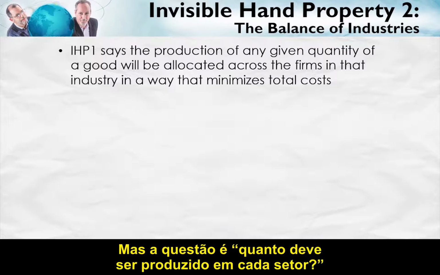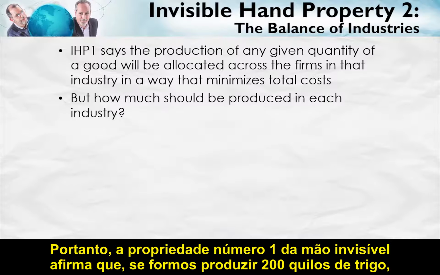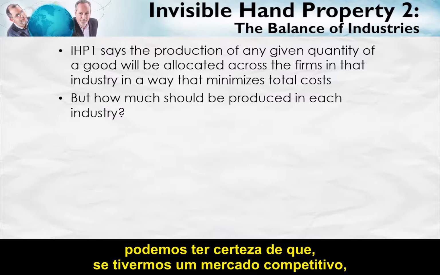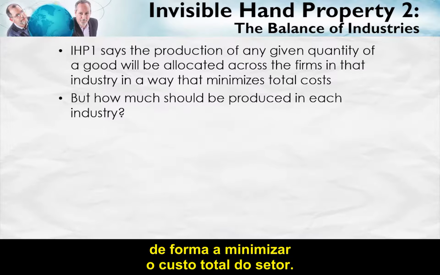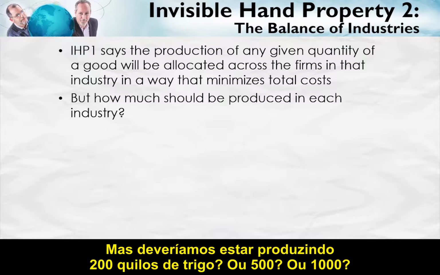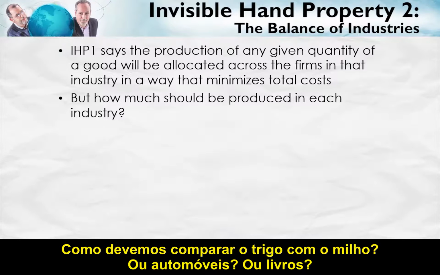But the question is, how much should be produced in each industry? So invisible hand property number 1 says if we're going to be producing 200 bushels of wheat, then we can be rest assured that if we have a competitive market, those 200 bushels will be allocated across the different firms in a way that minimizes total industry costs. But should we be producing 200 bushels of wheat or 500 or 1,000? How should wheat be compared with corn or automobiles or books?